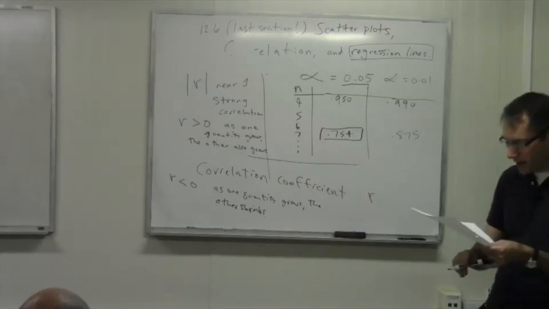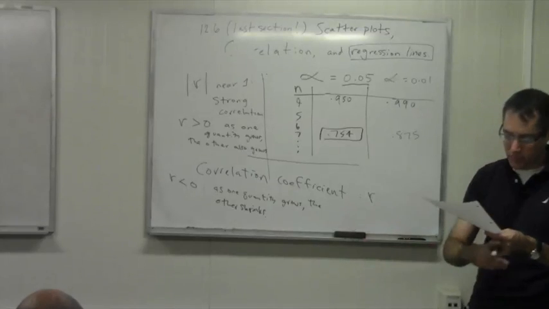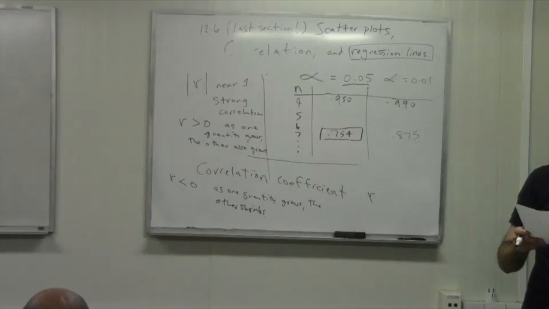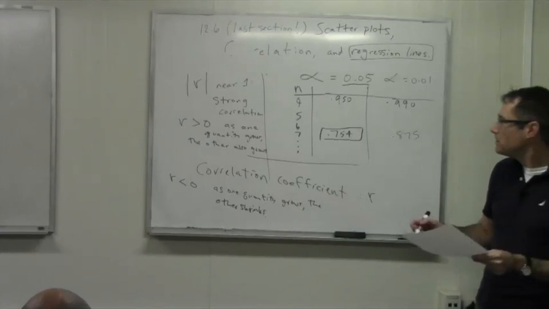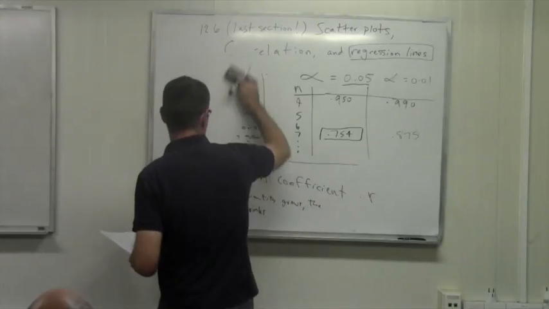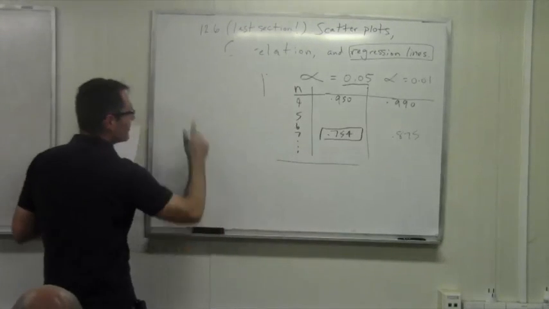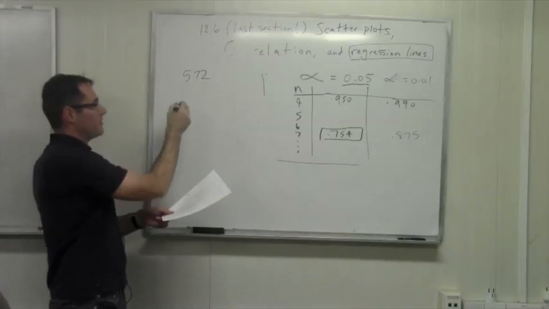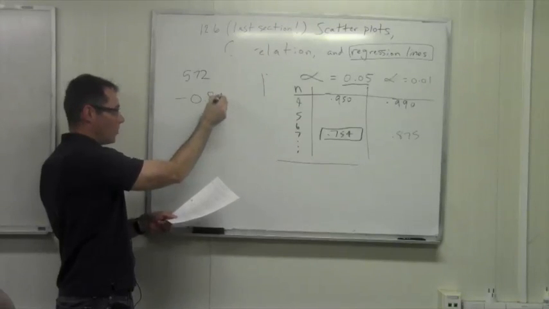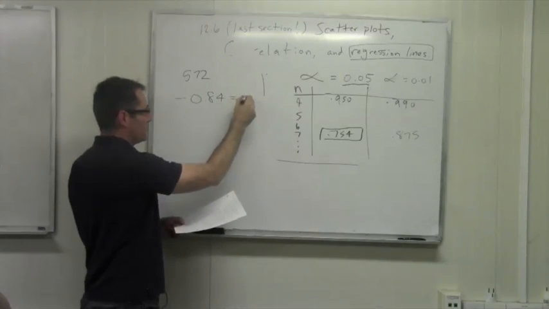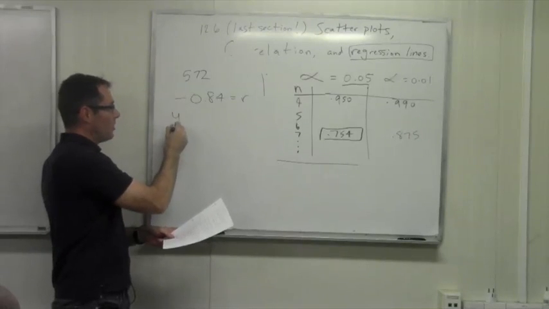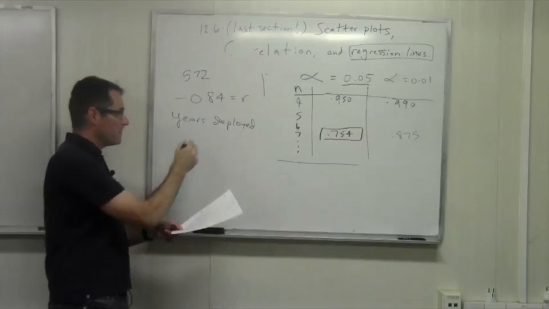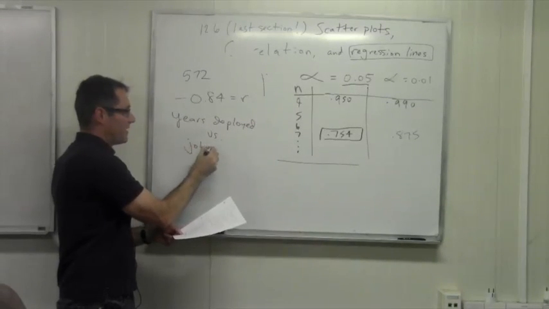So, question. The survey of 572 people. Okay? 572 randomly selected service members. Let me erase it over here. I'll put this down here. We're not going to have to do much calculating on this one. 572 random service members. Okay? It was determined that there was a negative 0.84 correlation coefficient for years deployed versus job satisfaction.